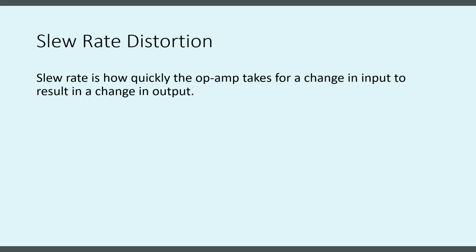The second type of distortion is slew rate distortion. Remember, a slew rate is how quickly the op amp takes for a change in input to result in a change in output. It's given on the datasheet, change in voltage over change in time. Do make sure you've labelled it on your datasheet. Remember that this is the time it takes for the op amp to respond to an input change.